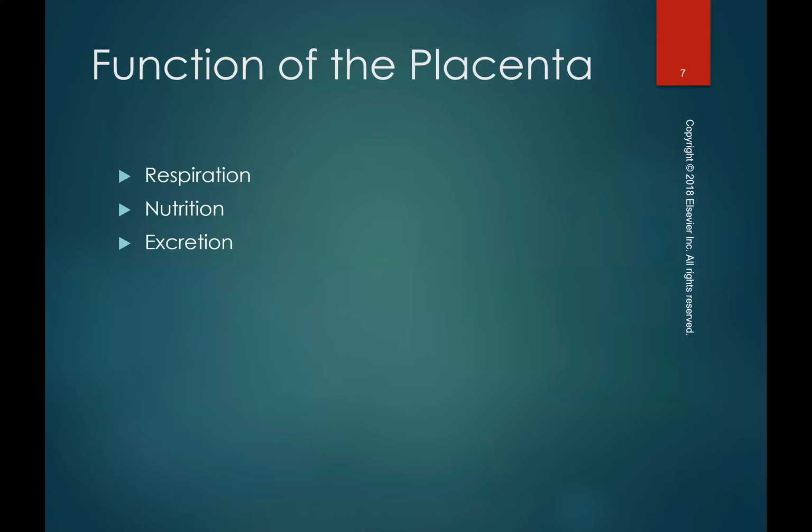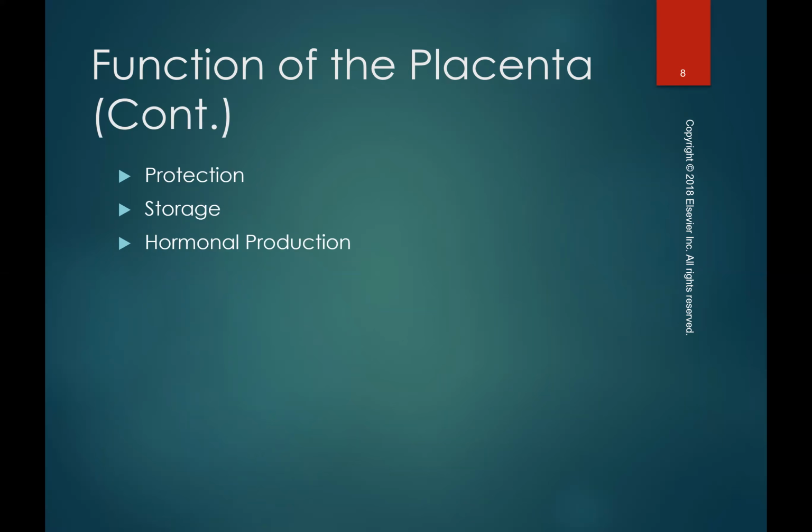So what I really want you to know about this chapter is, what is the function of the placenta? Well, there's multiple things that the placenta does. The placenta is basically the life source for the baby. The baby can't live without the placenta. So the placenta takes care of respiration, provides oxygen to the baby from the mom. It also provides nutrients and excretion of waste from the baby. It protects the baby. There's hormonal production, and there's also glycogen storage.